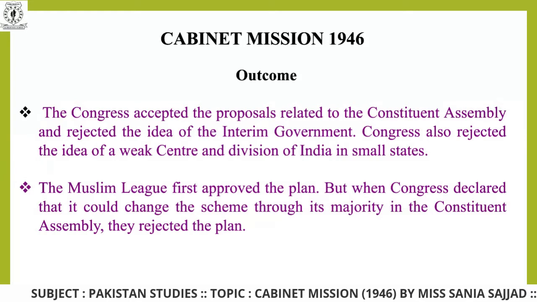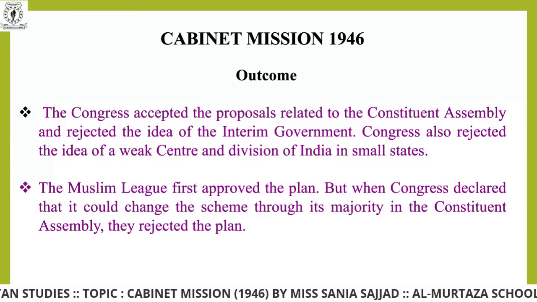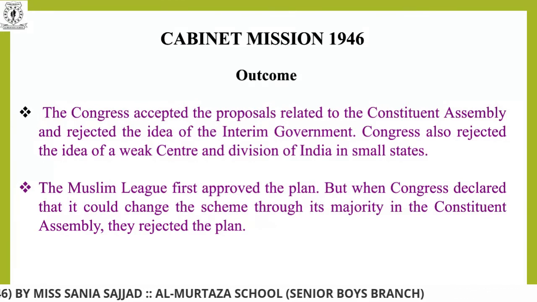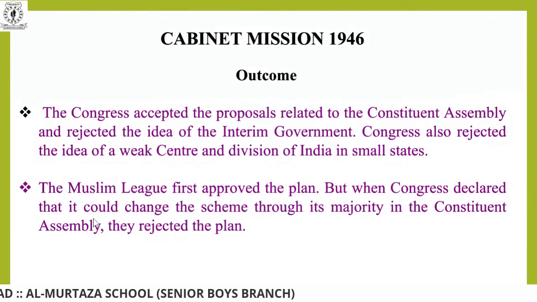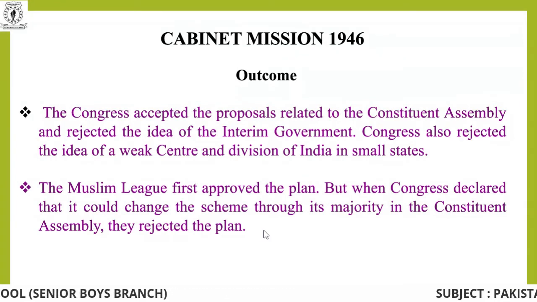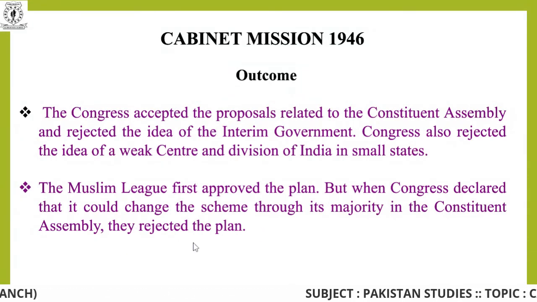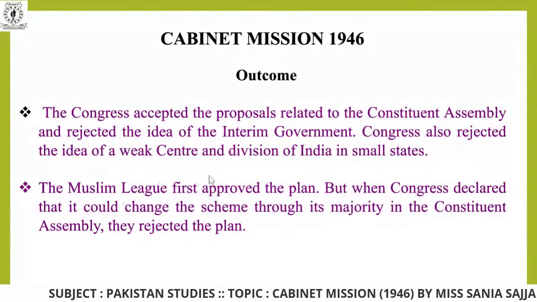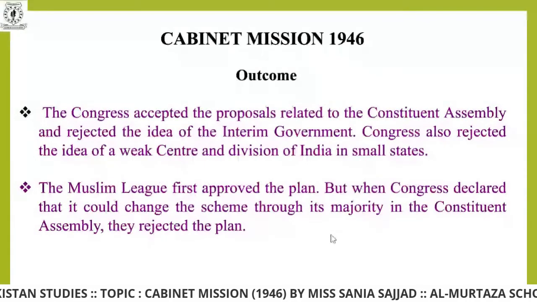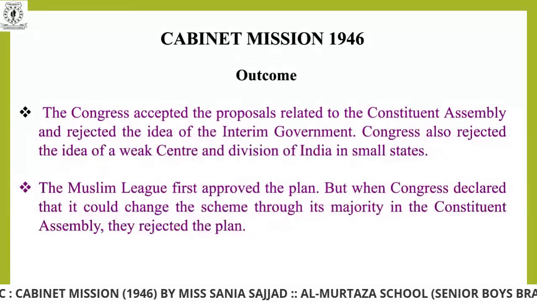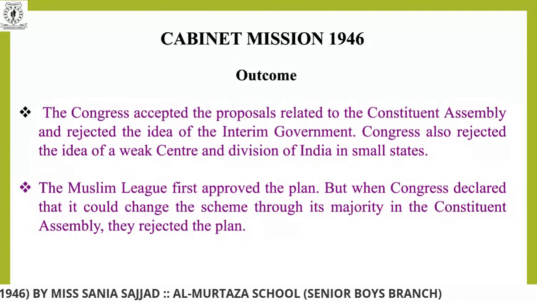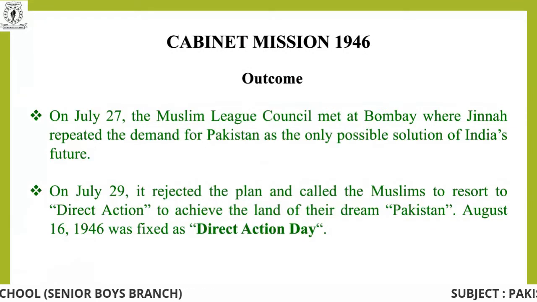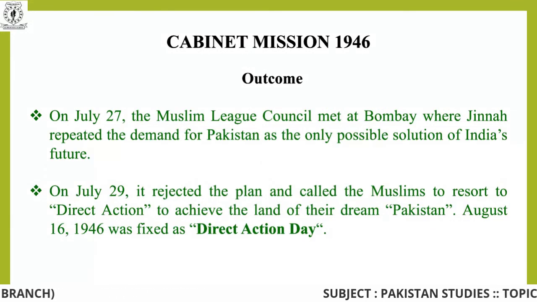Then the second point over here is that the Muslim League first approved the plan, and in the first half, the Muslim League just approved the plan. But when Congress declared that it could change the scheme through its majority in the Constituent Assembly, they rejected the plan. So first, the Muslim League was in favor of the Cabinet Mission, but when the Congress stated that they could make changes because they were in the majority and playing a significant role in the Constituent Assembly, the League also rejected the plan because they didn't want to be weaker.